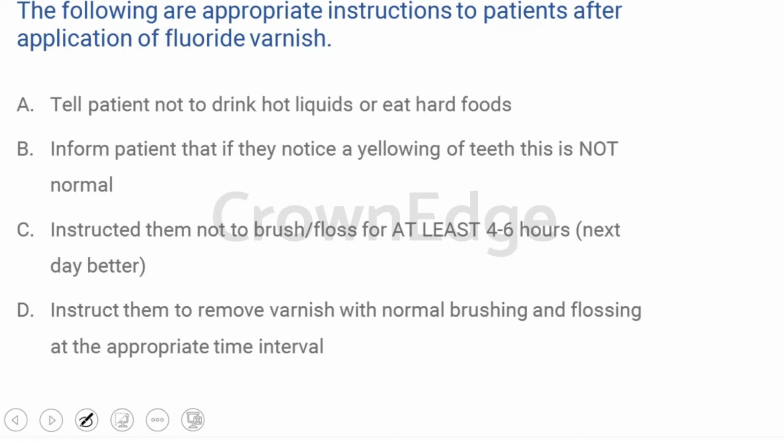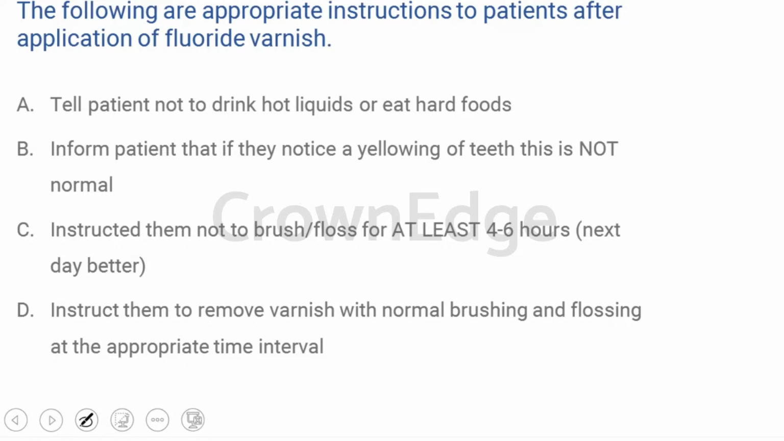Now, which of the following is the correct instruction? It is option C. Okay. Patient drinking hot liquids or eating hard foods is not going to really affect the efficacy of your varnish. Okay. And varnishes are basically a very transparent and colorless application that you see on the tooth. Okay. So usually they do not cause any yellowing until and unless the patient has eaten something yellow, because varnishes are very sticky and they tend to absorb the color quickly. So if they notice yellowing of the teeth is not normal, is not one of the instructions that you actually would give the patient. Okay.